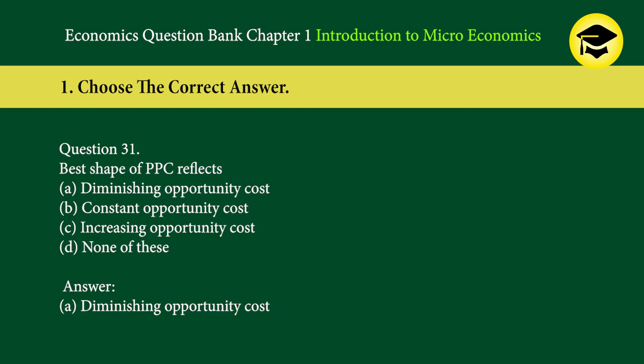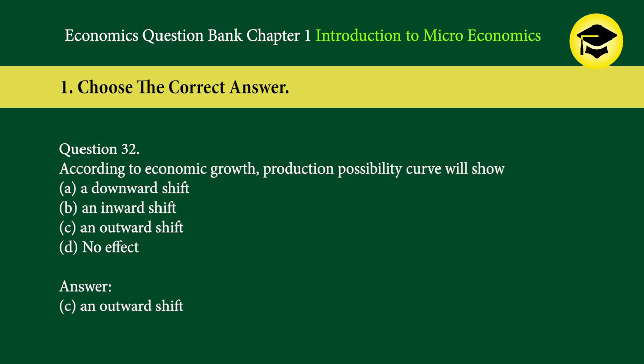Question 31. The best shape of PPC reflects A. Diminishing opportunity cost. B. Constant opportunity cost. C. Increasing opportunity cost. D. None of these. Answer A. Diminishing opportunity cost.